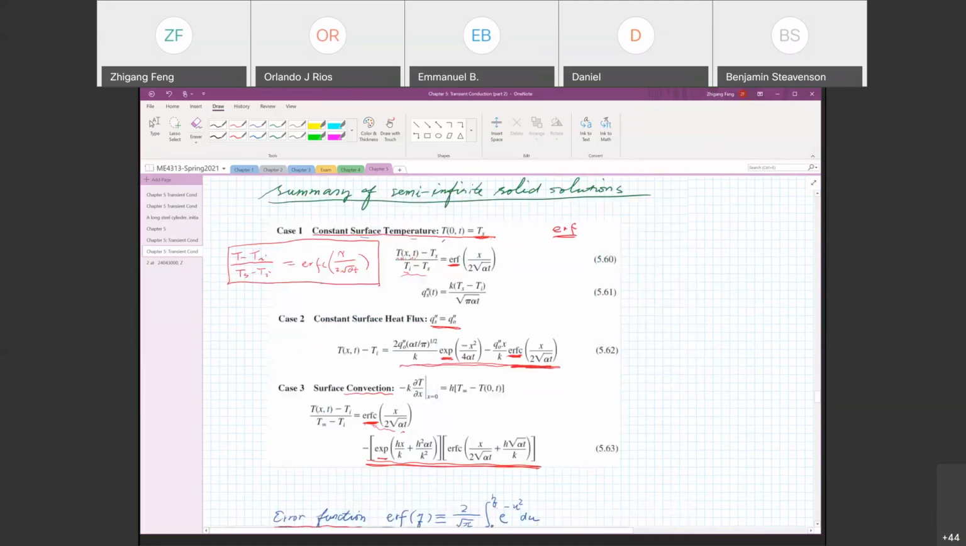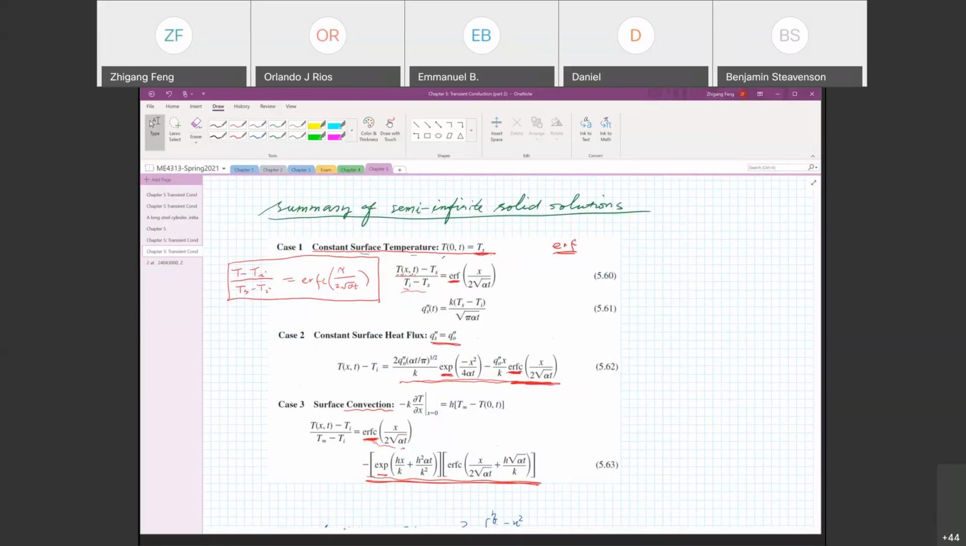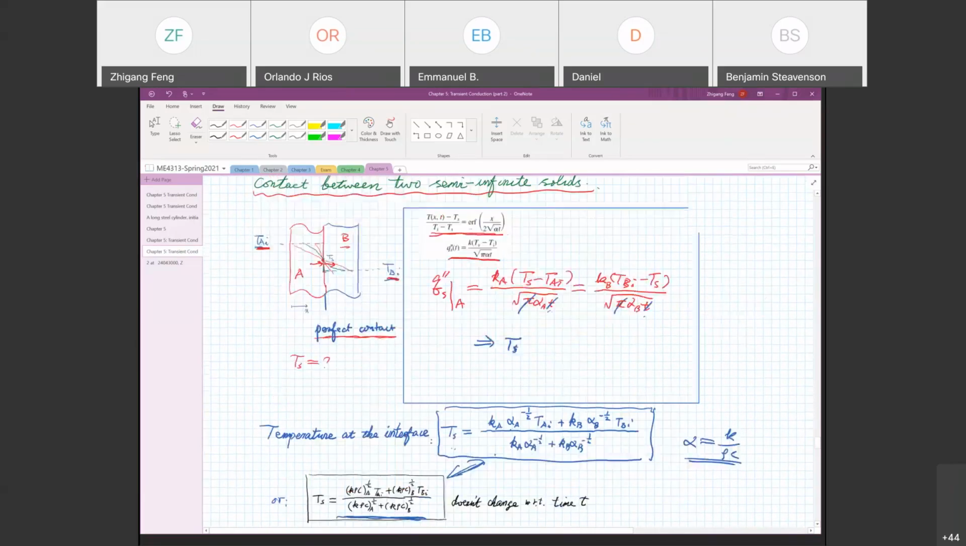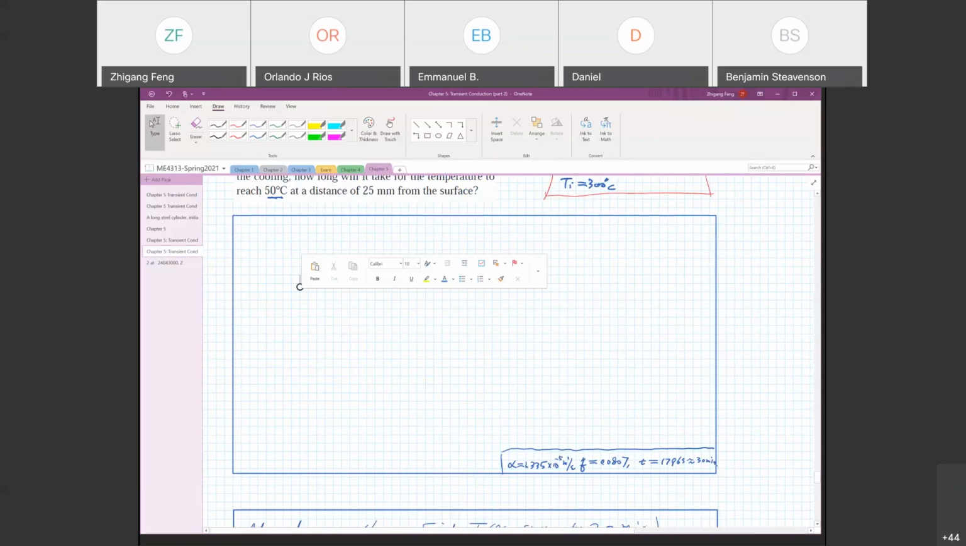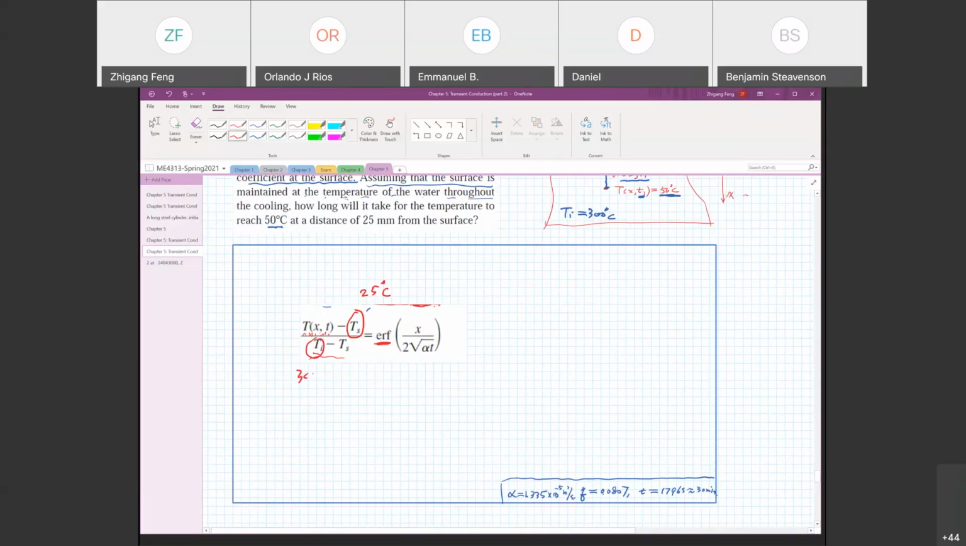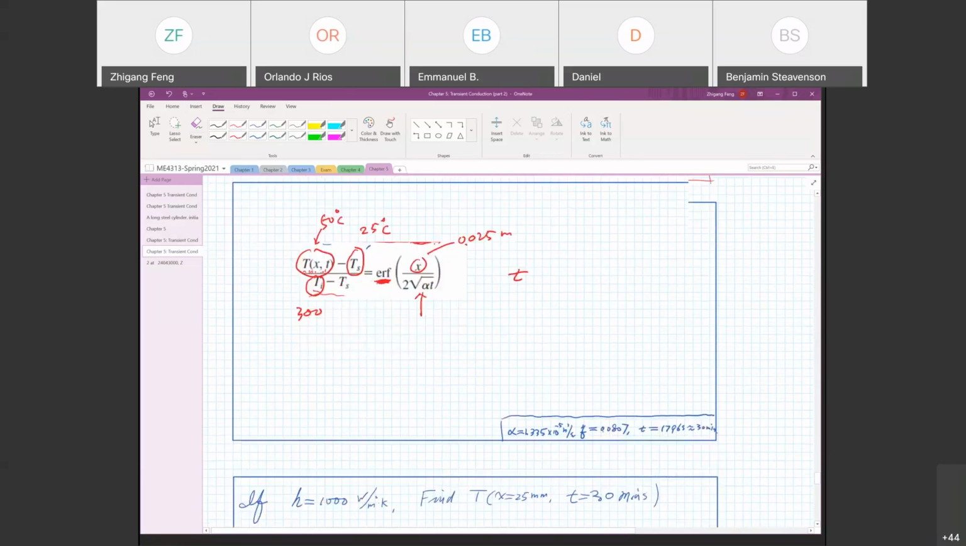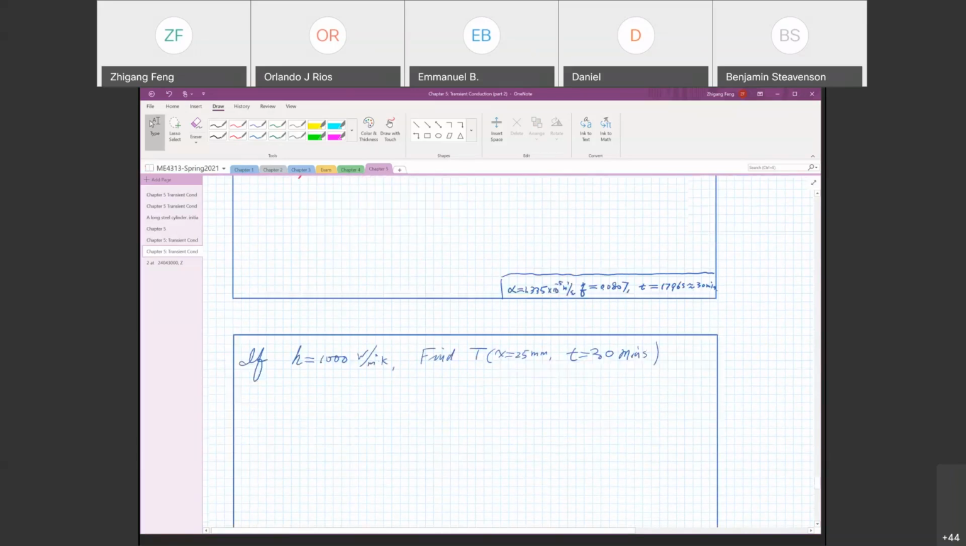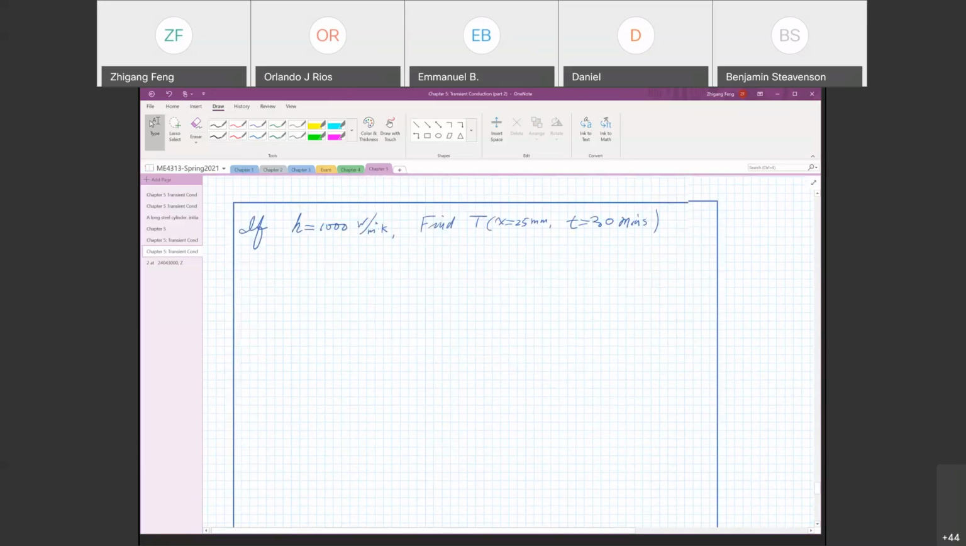And here is the exact solution. So in this exact solution, we have surface temperature 25 Celsius and T sub i 300, and we want to have this T equal to 50 Celsius. And x is 0.025 meter. Alpha is given, so t is the only unknown. And the only thing is, there is an error function involved. So now it's time to show you how to find the error function. By the way, for today's in-class quiz, I already added 5 minutes.